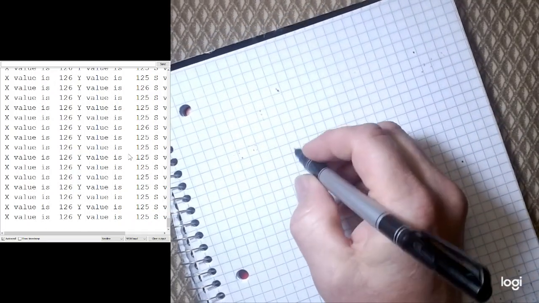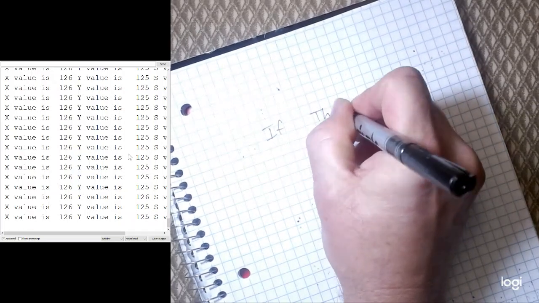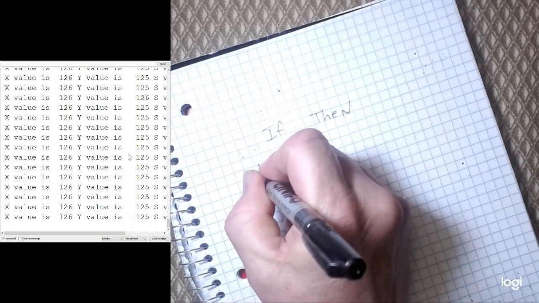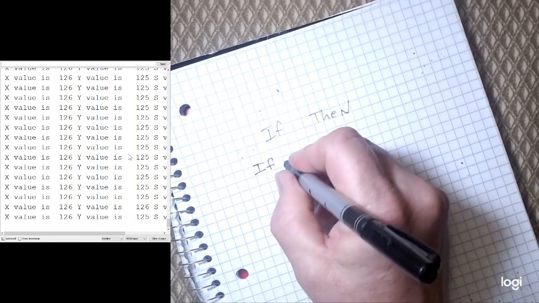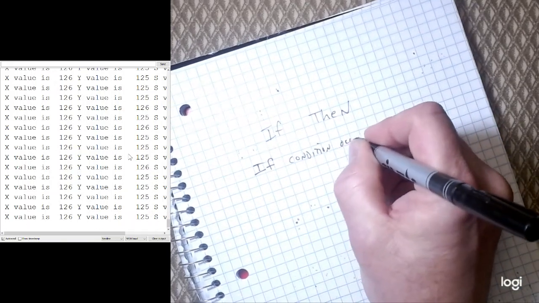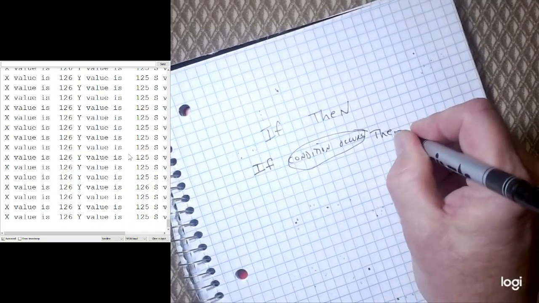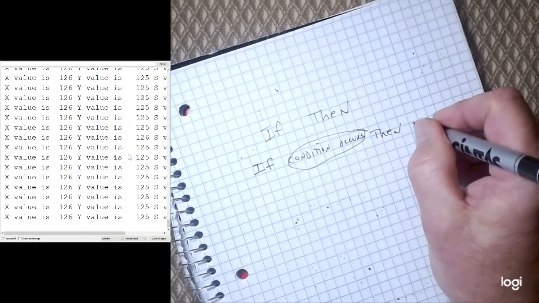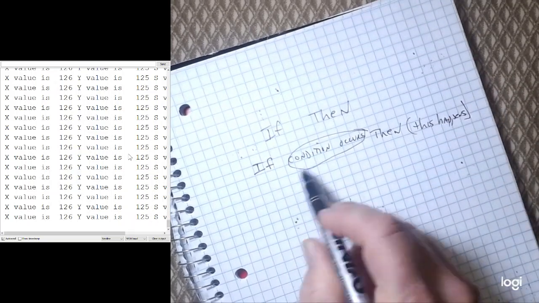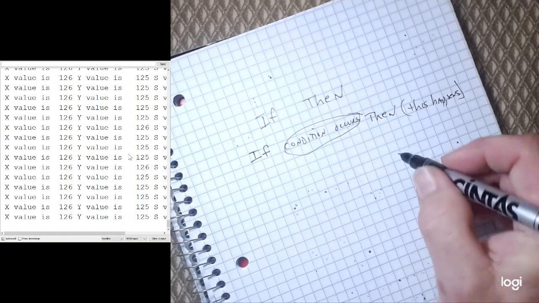So think of an if statement as an if-then statement. You see that okay? An if-then. So if a condition occurs, then this happens. And if that condition does not occur, then this does not happen, intuitively, right?